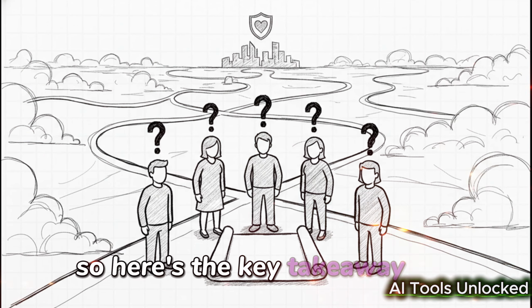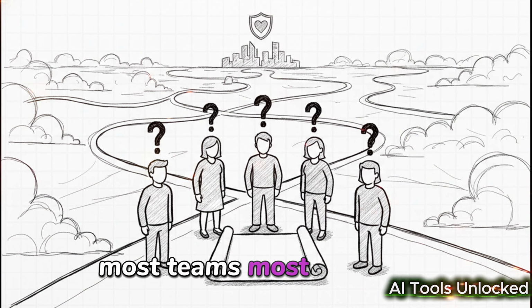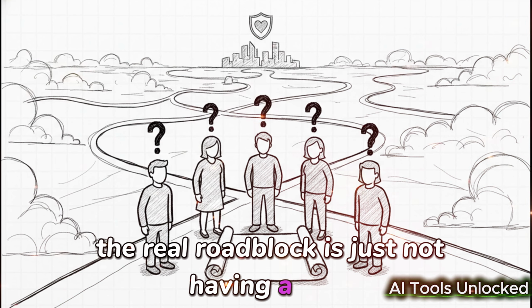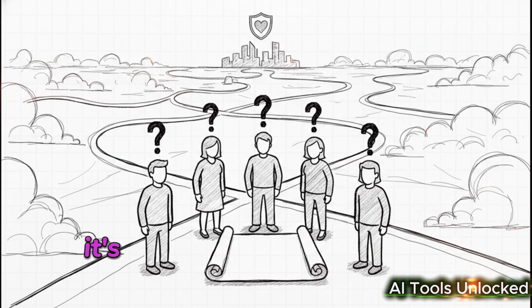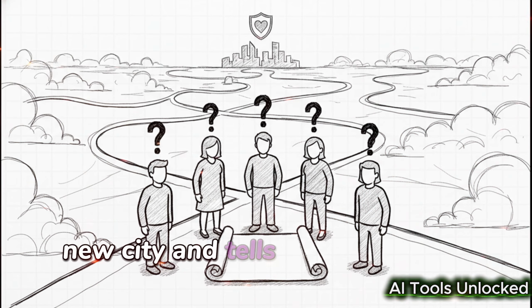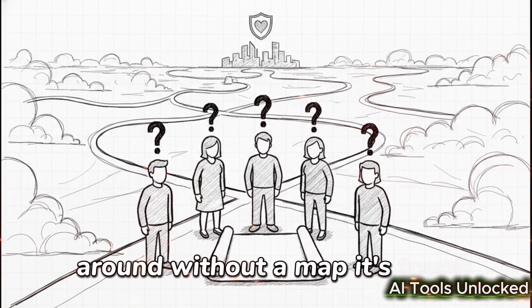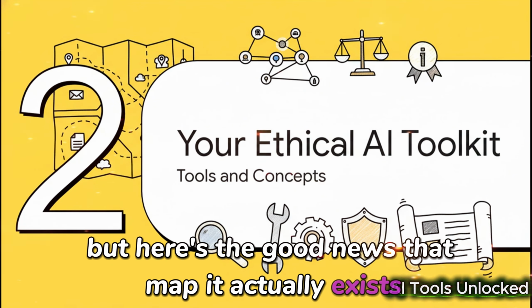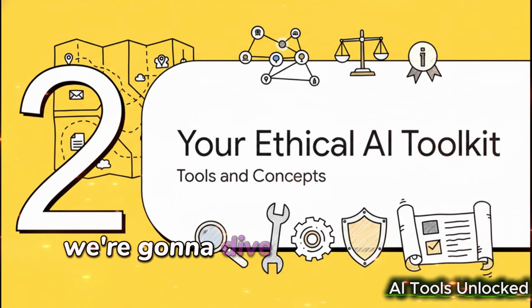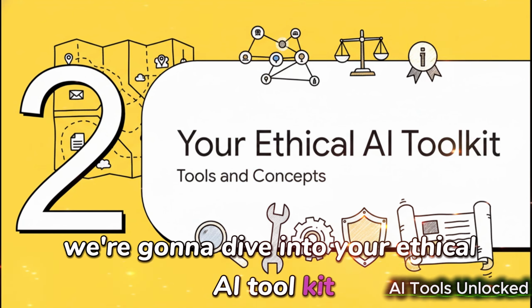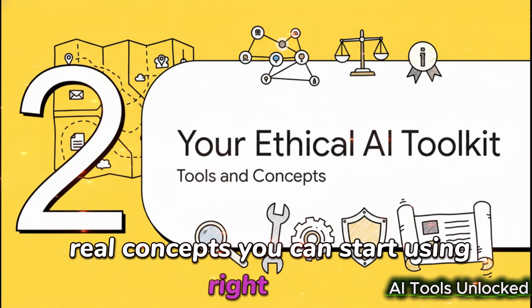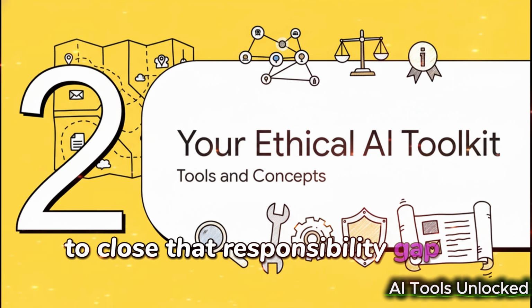So here's the key takeaway, right? Most teams, most developers, they want to build ethically. The real roadblock is just not having a clear, practical roadmap to follow. It's kind of like someone drops you in a brand new city and tells you to find your way around without a map. It's tough. But here's the good news. That map, it actually exists. So in this next part, we're going to dive into your ethical AI toolkit. We're talking concrete tools, real concepts you can start using right away to close that responsibility gap for good.